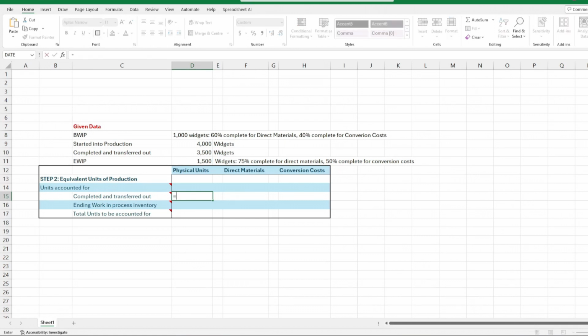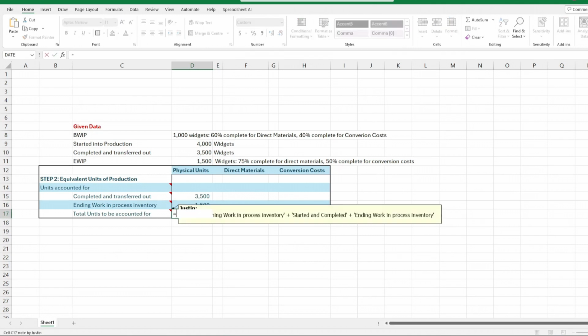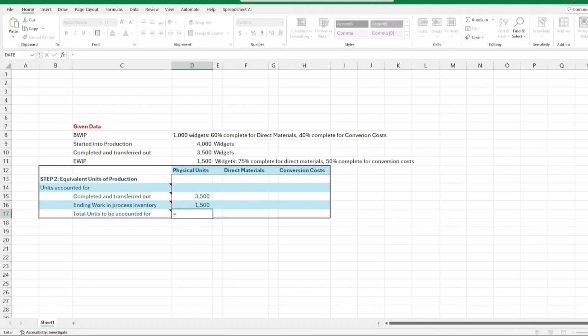So on Excel, you can just click where you want to actually insert it. So like right here, it would be D15. I do the equal sign and then I select completed and transferred out, 3,500, since that's the amount of units we are given. Then ending work in process inventory, so it's EWIP. We're given 1,500, and then this total units to be accounted for, if you hover over it, it's just the sum of completed and transferred out and then ending work in process. So if you guys see, I'm doing D15 plus D16.